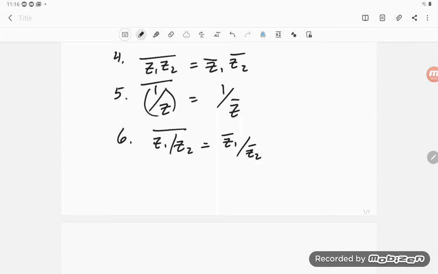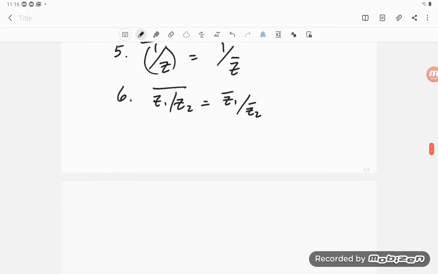Do they have more? Yes, they have a couple more. So 7: z is real if and only if z conjugate is equal to z. So that's an if and only if.